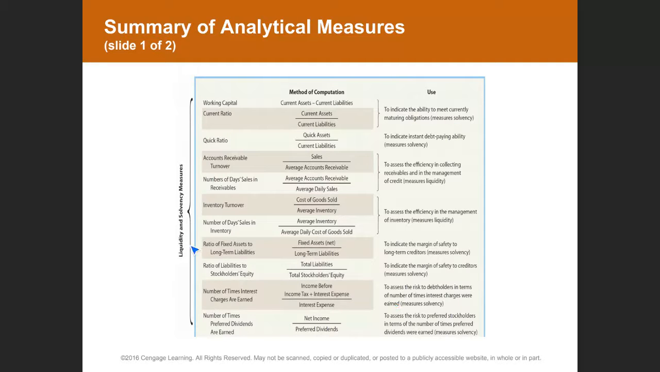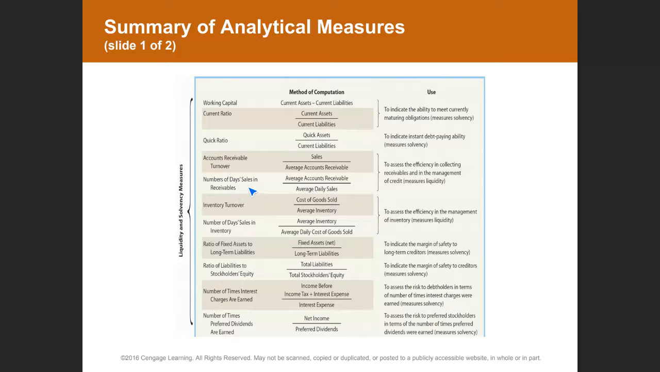We also have the quick ratio. Quick ratio is quick assets divided by current liabilities, and that's used to indicate instant debt paying ability. It measures your solvency. Our accounts receivable turnover is sales divided by average accounts receivable, and the accounts receivable turnover is used to assess the efficiency in collecting receivables and in the management of credit. It measures our liquidity.